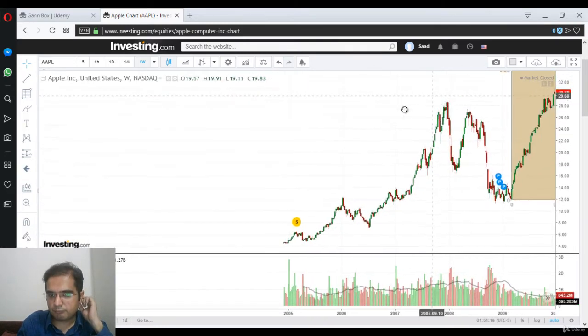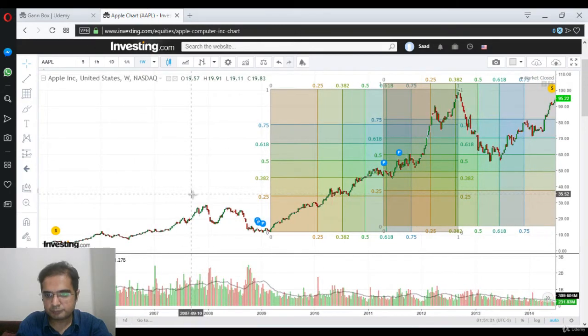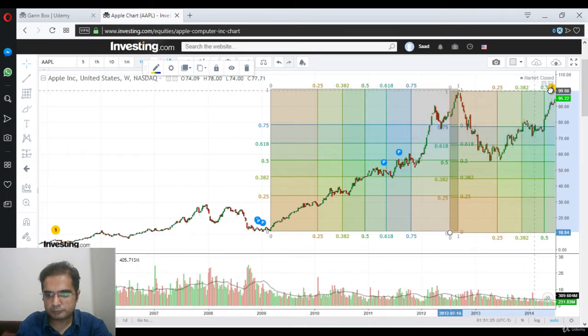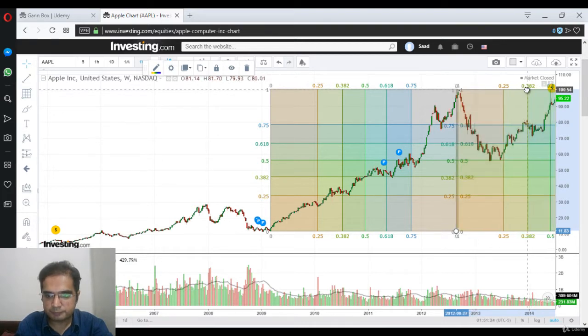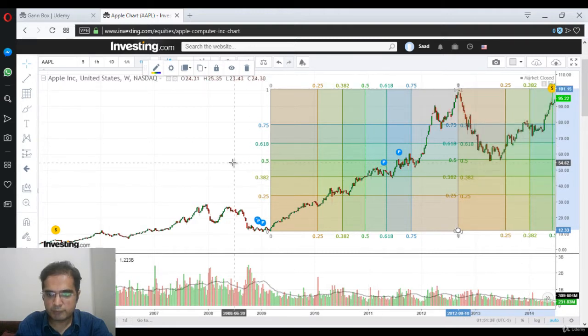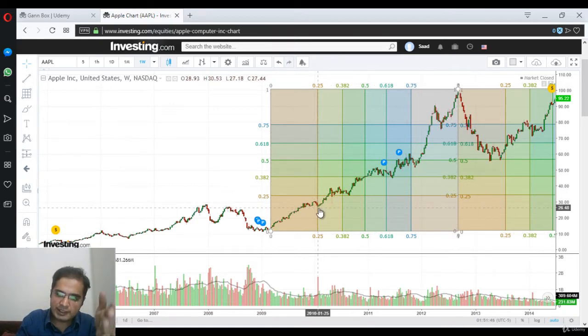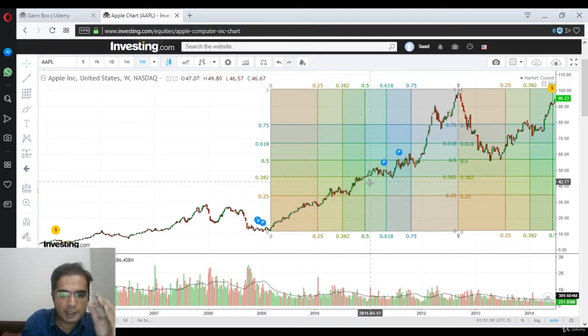Now, wait a minute, let me correct it. Let's align it. Now, I've picked this low till this high. And if you look closely, you will see that usually it stops near this vertical line, the time period line.